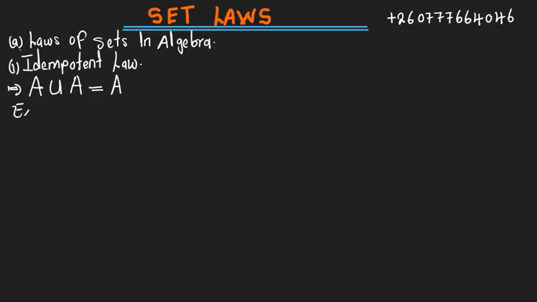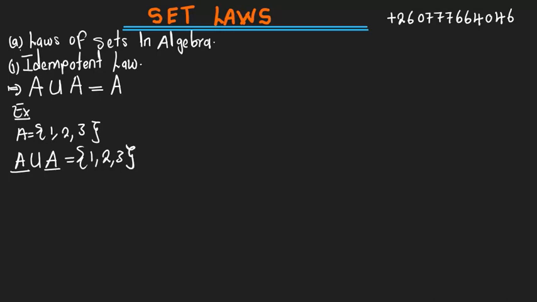A very good example: if you've got set A and you've been told to find the union of set A with A, notice that when you unite A and A, what you're going to have is simply the same set. Hence, this law states that the union of a set by itself is going to produce that set.